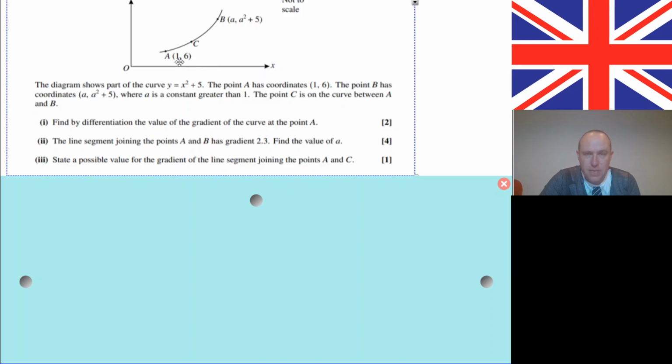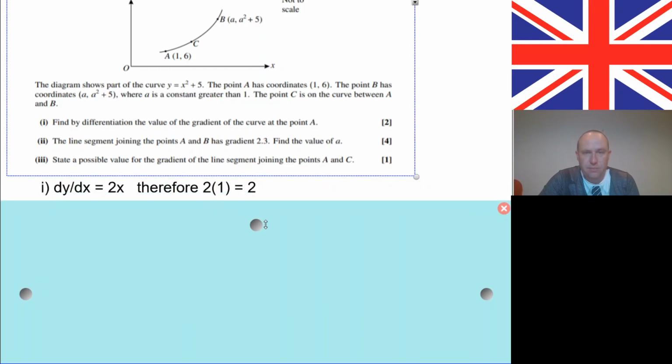So this point here. So we have the x-coordinate. We just don't know what the slope is. So to find the slope, we differentiate. So the differential of x squared plus 5 is going to be 2x. And as x equals 1, we can just substitute in and we can find the slope is 2 at that point. Fairly easy question just to get us started.